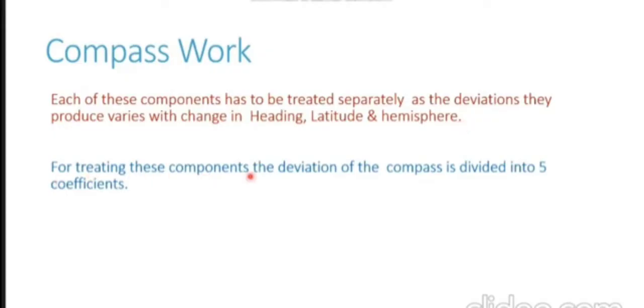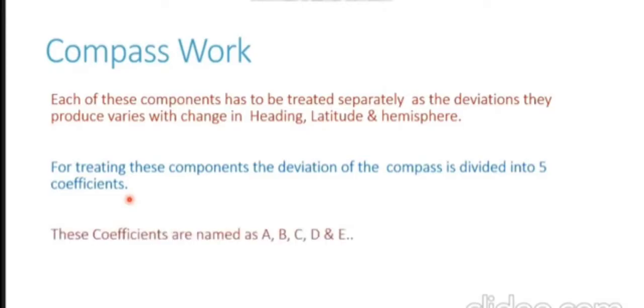Now, for treating these components, the deviation of the compass is divided into 5 different parts which we know as coefficients. As I told you, we need to tackle these components separately one by one. So how do we tackle them differently? By dividing the deviation of the ship into 5 different parts. These parts are known as coefficients.